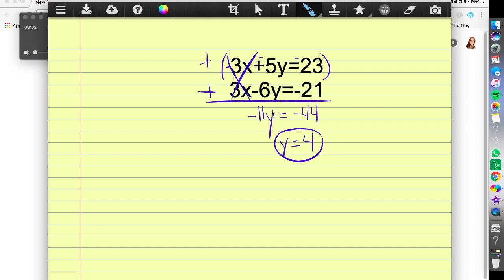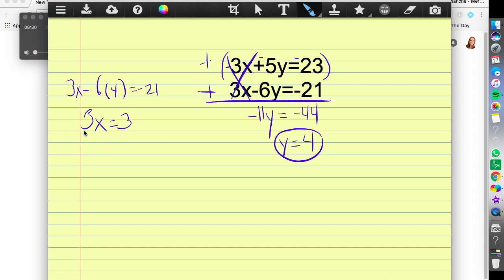And now we can take y equals 4 and substitute it into either equation. I'm just going to put it into the bottom equation again. So we have 3x minus 6 times 4 is going to be equal to negative 21. 6 times 4, that would be a negative 24, and we would end up adding it to the other side. So we would end up with 3x equals negative 21 plus 24 would be 3.